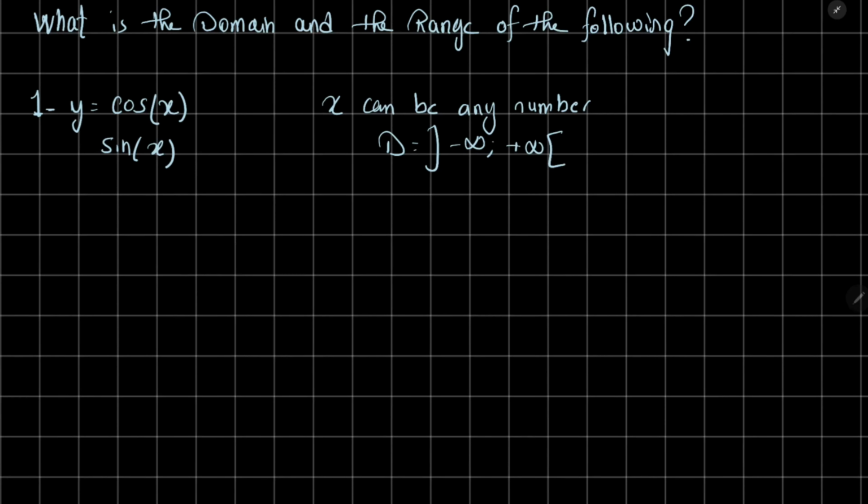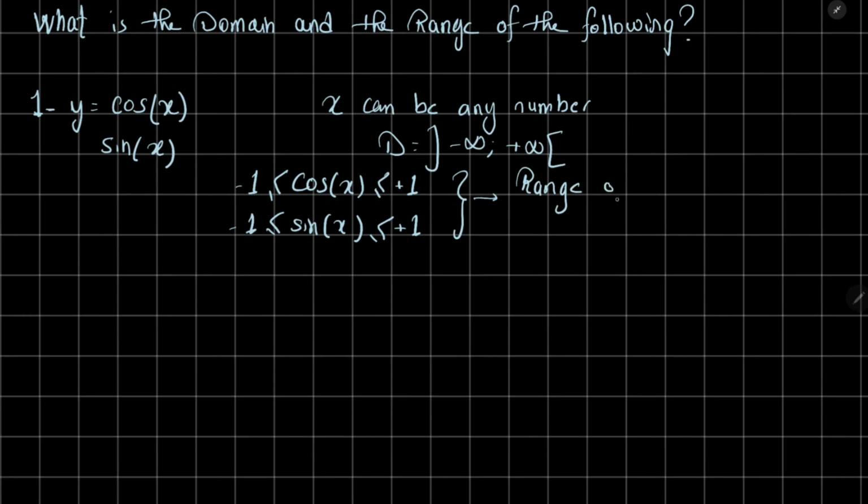We've also said that we know that cosine x and sine of x both lie between -1 and +1. This leads us to know that the range of cosine of x and sine of x is equal to -1 to +1, both are included.